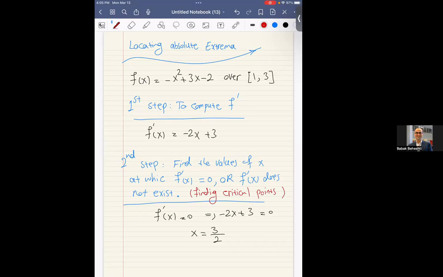Once you have the critical point, then the third and last step is to compare the value of f at critical points, which is here only 1 point, and the end points of the interval that we have.